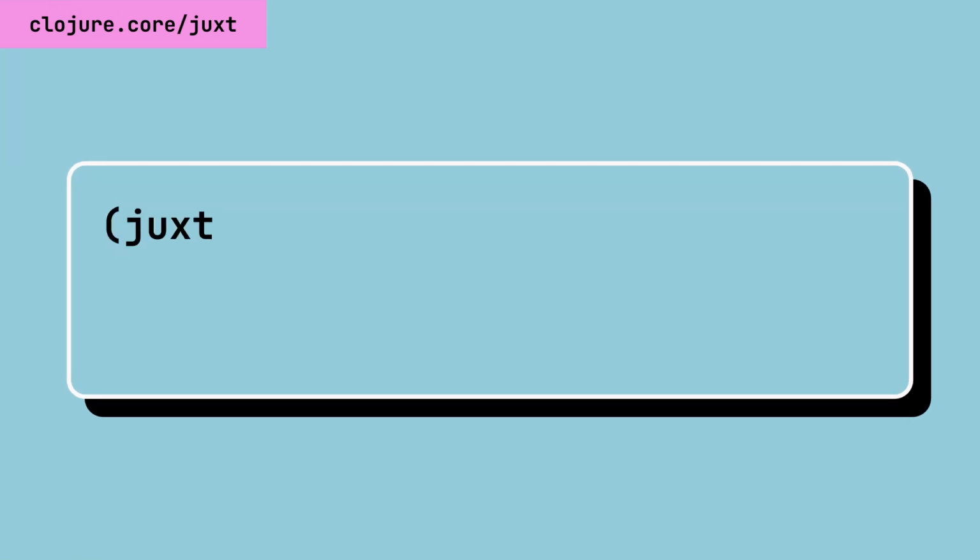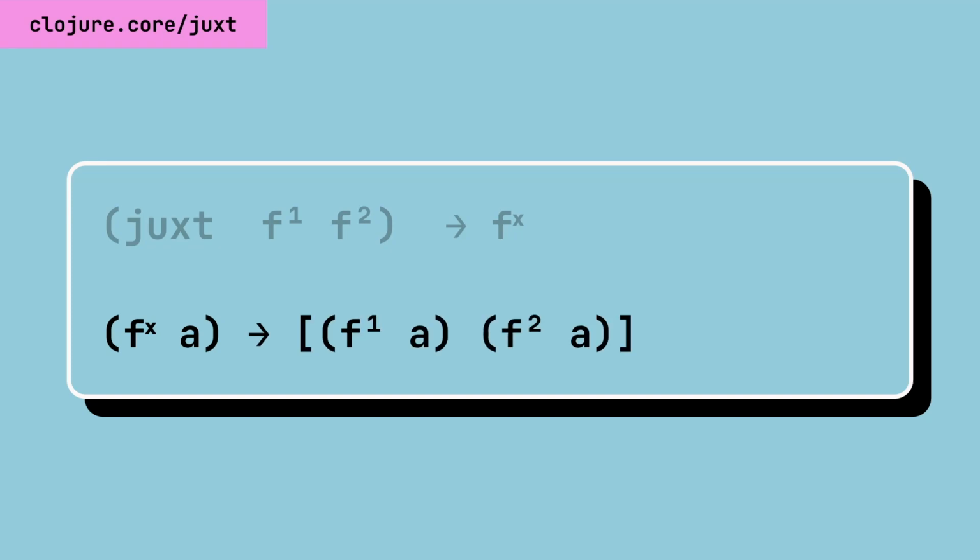Juxt, a higher order function that takes one or more functions as arguments and returns a function. When calling the returned function with 0 or more arguments, the arguments are passed to each of the functions originally passed to juxt, and the returned result is a vector containing each result from these functions.